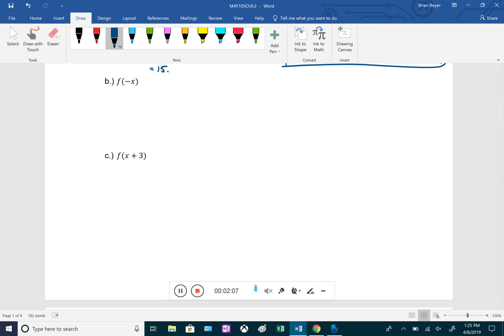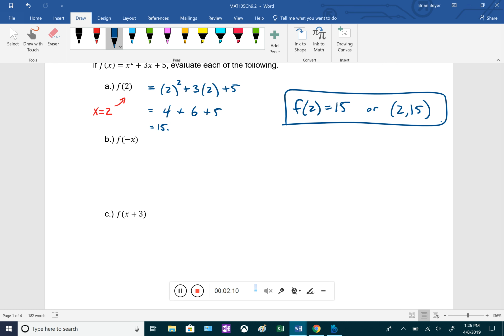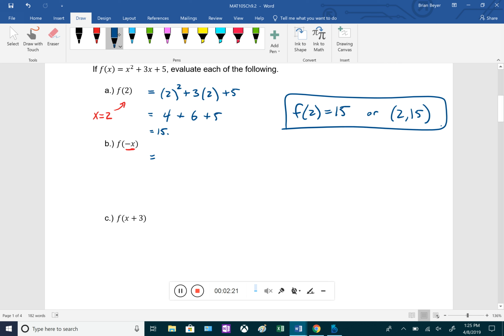Okay, next one we have f of negative x. Scroll back up to see the function. So f of negative x is going to be everywhere we see an x in the original, we're going to plug in a negative x. So instead of x squared, it's negative x squared. So make sure that you have parentheses, plus 3 times negative x plus 5. So we have negative x to an even exponent. Whenever that happens, negative to an even exponent, the negative cancels off. This is just going to be positive x squared. And then minus 3x plus 5.